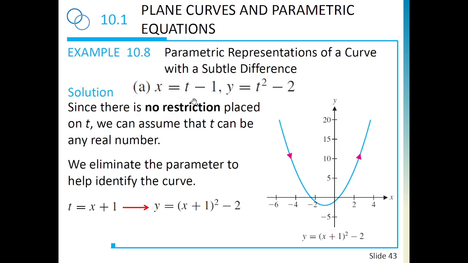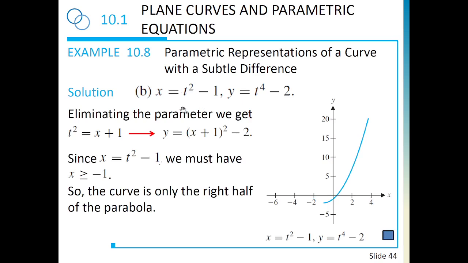In the first case, again, there are no restrictions on t, so t can run from -infinity to +infinity, it's not an issue. We can eliminate the variable: t is equal to x plus 1, then plug that expression for t into y and we get a parabola. It's nothing special. What we realize is x again goes from -infinity to +infinity and y is going up starting from -2. All good.